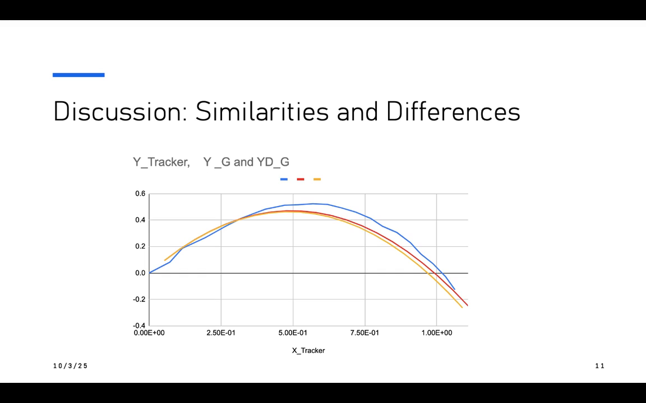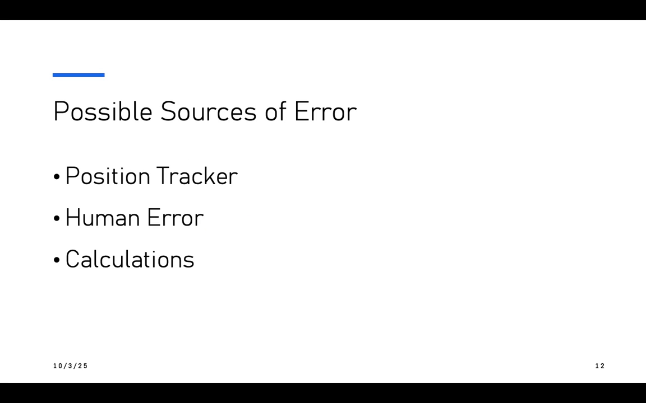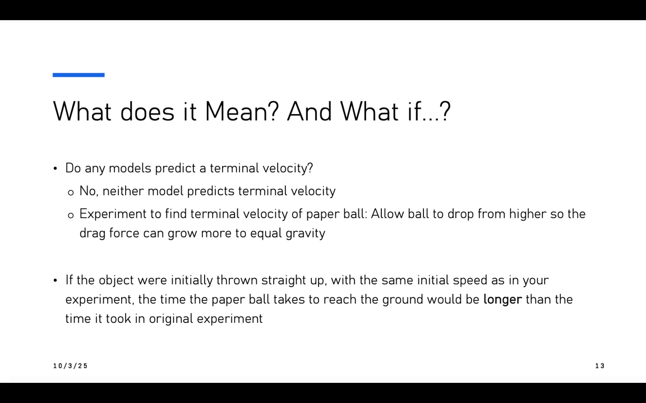Possible sources of error include when we were setting up the iPad, we could have had human error when we were trying to account for the motion of the paper ball, and that could lead to Tracker errors and position and calculation errors overall.